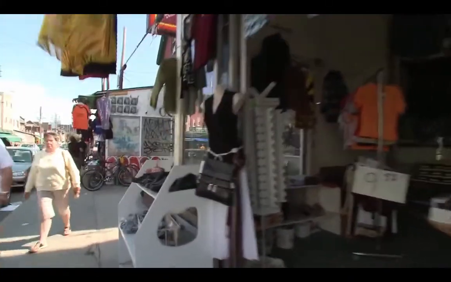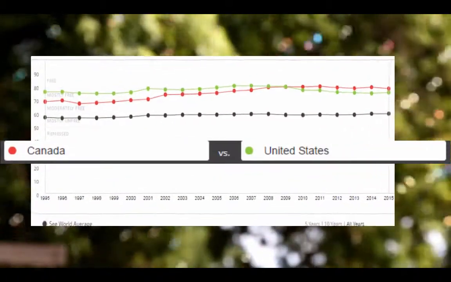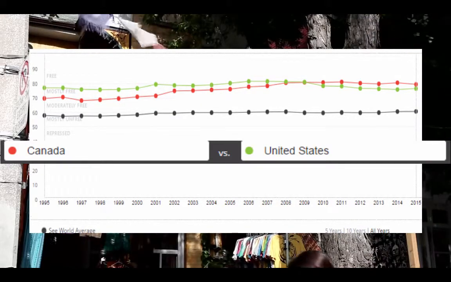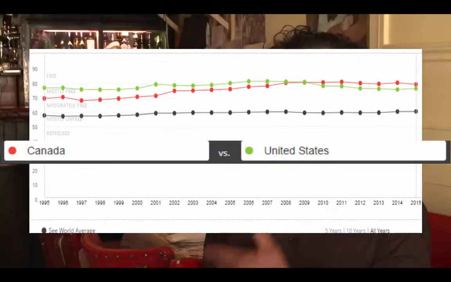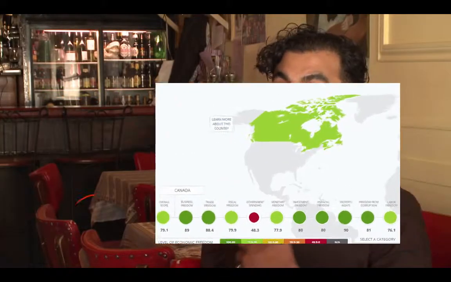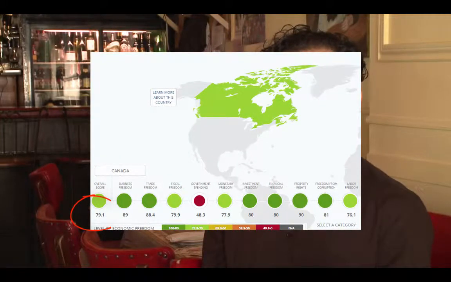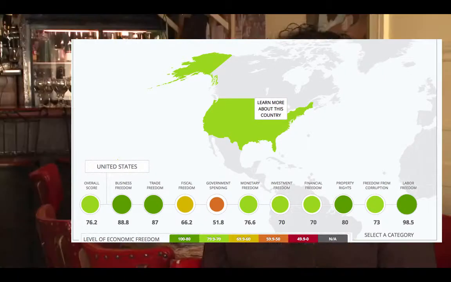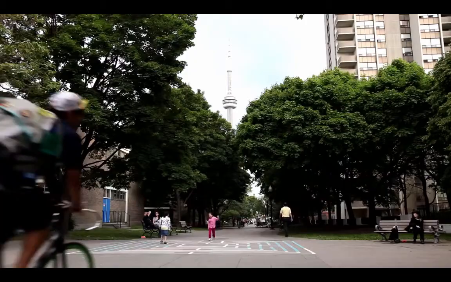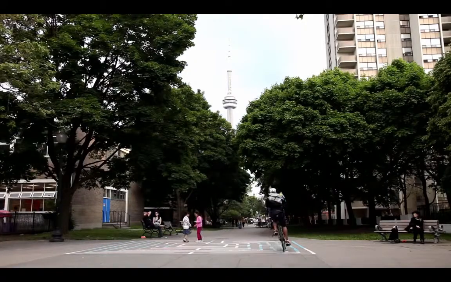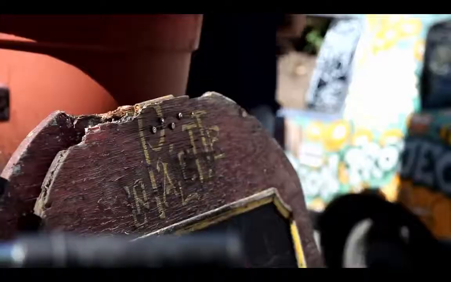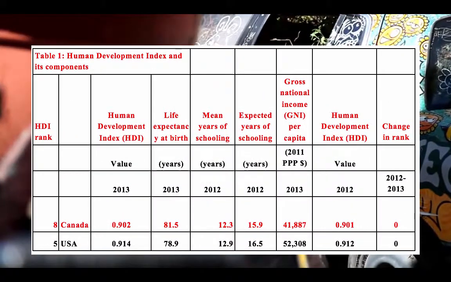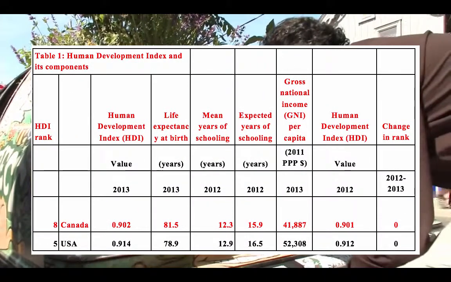Canada today is more economically free compared to the US, which started in 2008 with a score of 79, while the US has a score of 76.2. It's the 6th freest country in the world. Although in the past 5 years, economic freedom has declined due to an increased level of corruption, it's still better than the US. Canada has free healthcare with a ranking of 8 in the world and an index of 0.902 in HDI.